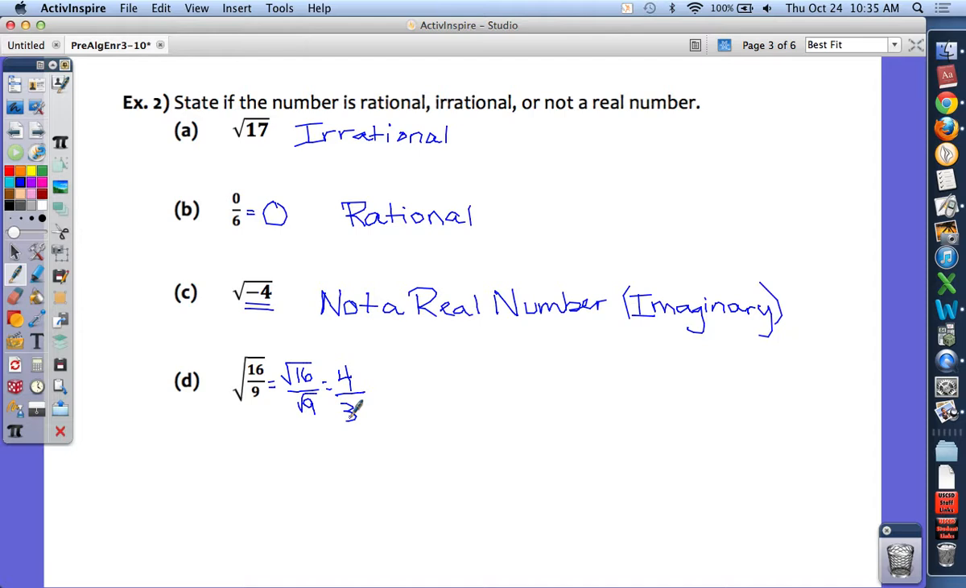So it's either rational or irrational. Which is the one that can be written as a fraction? Because this is a fraction. Rational. So hopefully you got all 4 of those right. If not, go ahead and fix them up, and hopefully they make sense now. If you have questions, please see your teacher and ask.